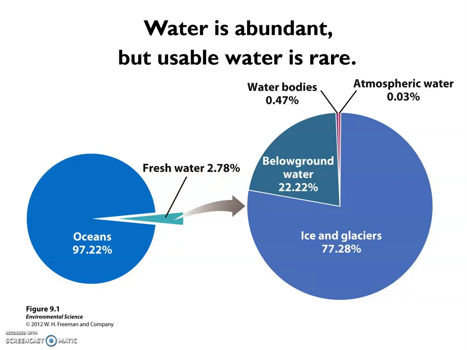And of that 3%, more than three-quarters of it is locked in ice and glaciers. That leaves us with only a tiny sliver of water bodies on the surface of the Earth. These water bodies, at 0.5%, make up our lakes and ponds and so forth, and a very tiny percent of atmospheric water. And then we have all the below ground water, which constitutes 22% of our freshwater resources. That's a small number, and so for that and other reasons, it does need to be protected.